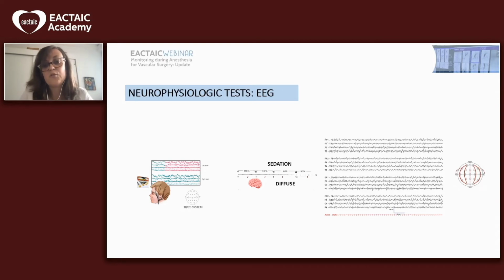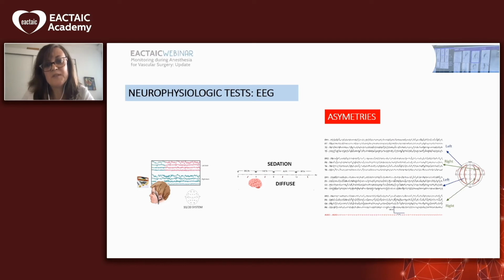And you can use a lot of montages for evaluating this brain neuronal function, but maybe for vascular surgeries, the best montage is this one that you can see here on the right side, that we call double banana, because this montage allows us to differentiate the lateral and medial left hemispheric brain activity from the right one easily. And this is important to register asymmetries that, as we will see later, are important to detect if there is a brain ischemia coming on.